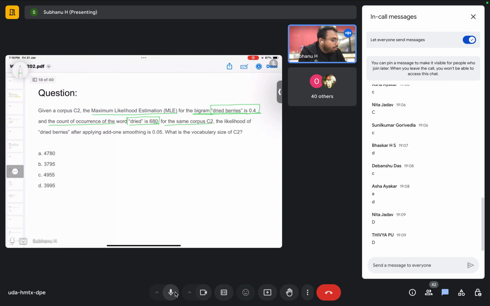For the same corpus C2, the likelihood of dried berries after applying add-one smoothing is 0.05. What is the vocabulary size of C2? Do you know the meaning of this, and why we are using add-one smoothing? If you know, then I will not teach. If you don't know, then I will try to give you some insight.